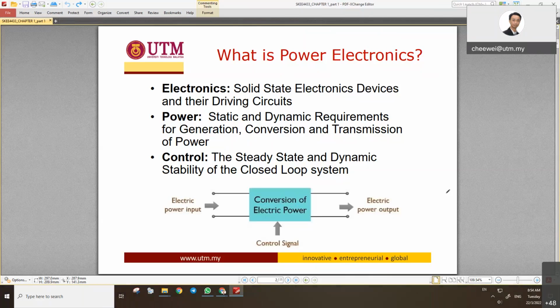Anyone knows what is solid state? You've been hearing all these terms long ago, yeah? When you buy your laptop, you buy your extended drive, you want to buy a solid state drive, right? So what is actually solid state? Anyone knows? So quiet. Anyone here?